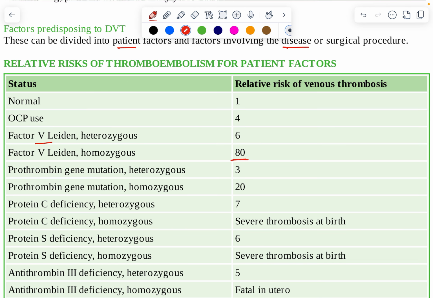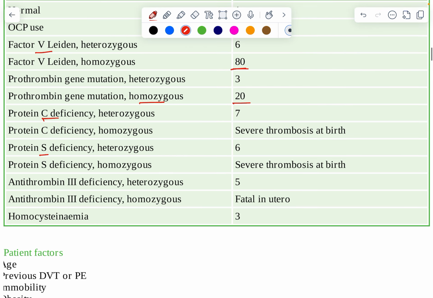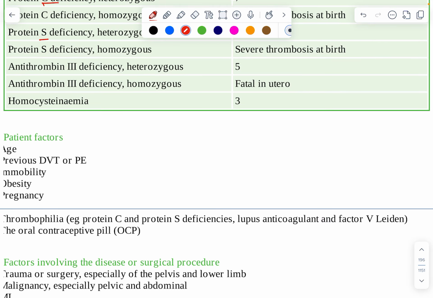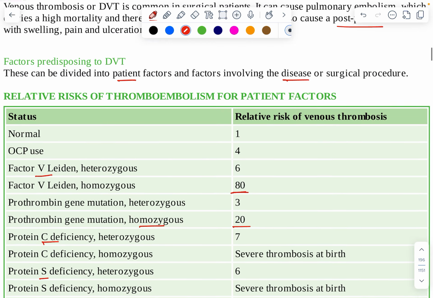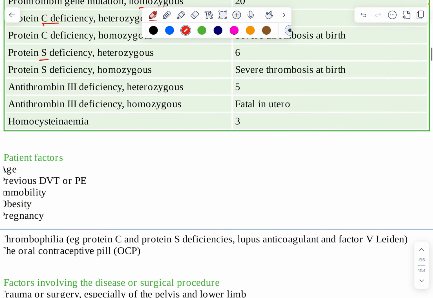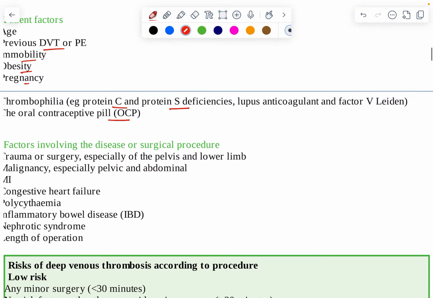Prothrombin gene mutation, heterozygous and homozygous; homozygous is again higher. Protein C, heterozygous is less severe and homozygous is severe. Protein C, protein S, homozygous has got severity. Antithrombin 3 deficiency, homocystinuria. These are the congenital factors. Patient factors are age, previous DVT, immobility, obesity, pregnancy, thrombophilia, protein C and S, lupus anticoagulant, factor 5 Leiden, oral contraceptive pills.